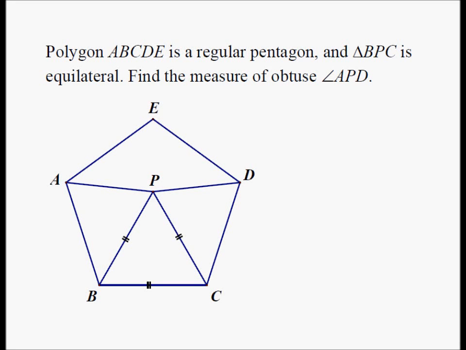Polygon ABCDE is a regular pentagon, and triangle BPC is equilateral. Find the measure of obtuse angle APD. In other words, we have to find the measure of this angle, which is obtuse and not reflex. This is reflex. So you have to keep that straight.